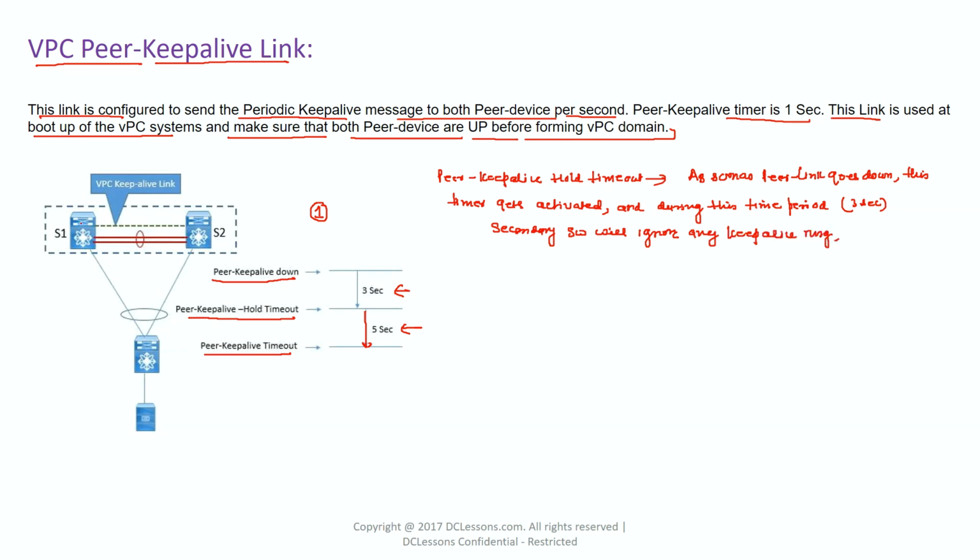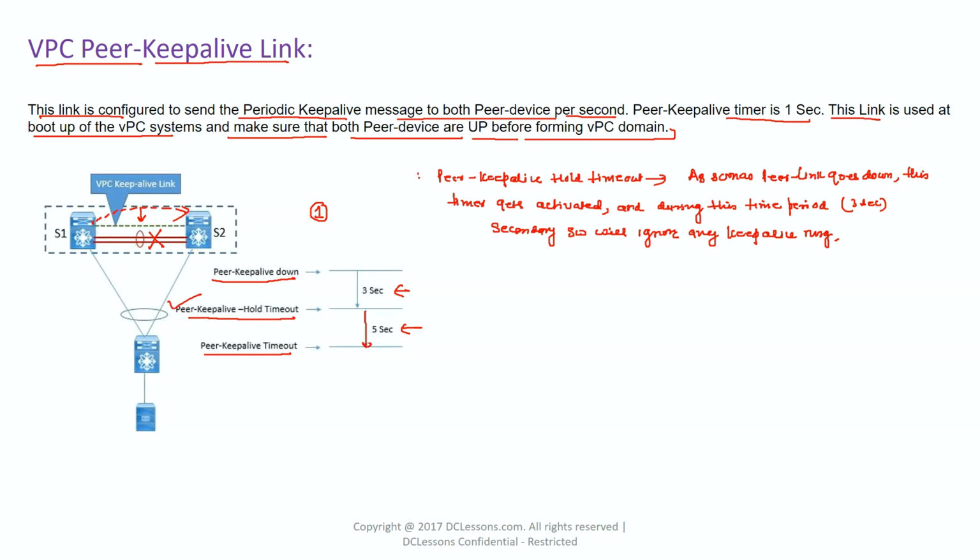In the sense, because your peer link is working, because your peer keep alive link is working, so for every second this keep alive packet will be sent, right? But as soon as your peer link goes down, this timer gets activated and the secondary switch will ignore all the keep alive packet which it is receiving from S1 by that time period. I mean till 3 seconds, and it will not perform any action against it.